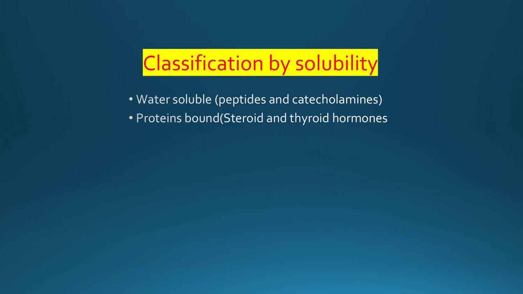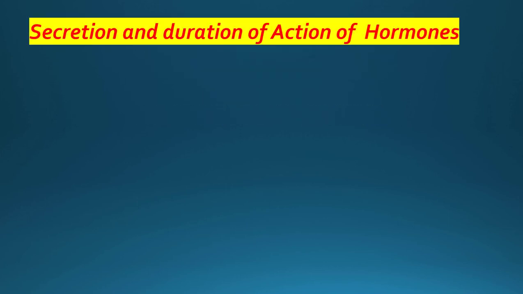Classification by solubility. Hormones are either soluble in water, such as peptides and catecholamines, or some hormones are protein bound, such as steroid and thyroid hormones.